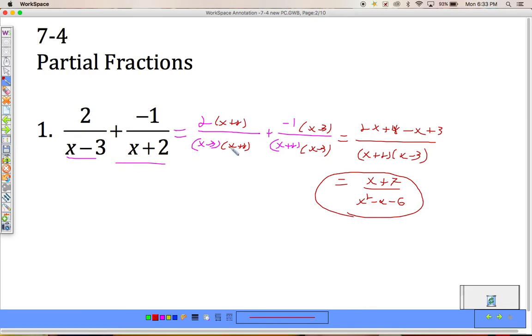So, to get common denominators, I put x plus 2 over x plus 2, x minus 3 over x minus 3. Then I'm going to do the math across the top, get x plus 7. I'm going to FOIL the bottom. You don't have to FOIL the bottom; it's just going to come into play next. All right, we get that. That's what we've known before.